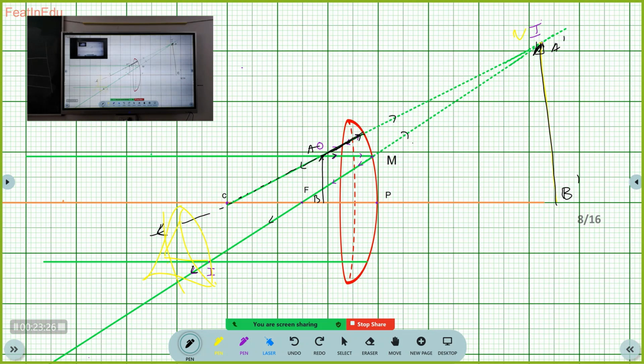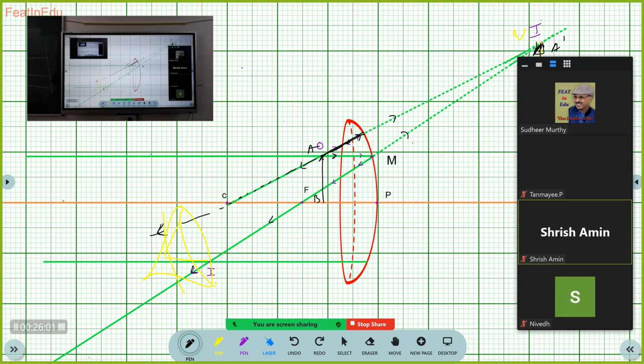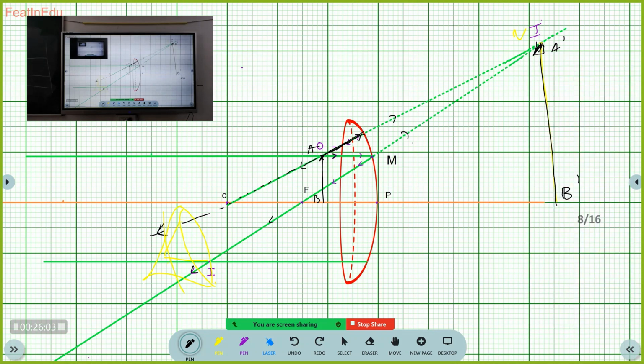You can't see your full image, but you can. Aditi, Tanmay, and Shrish. So I took the concave mirror and gave it to all of them, and they brought it closer to their lips, and they were able to see the lip in a very enlarged fashion. That is what you see here: virtual, erect, and enlarged, and beyond the mirror. Correct? Yes, sir.